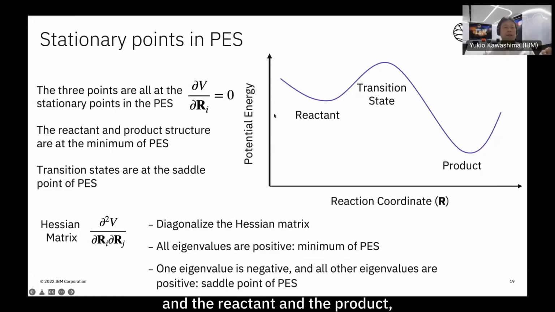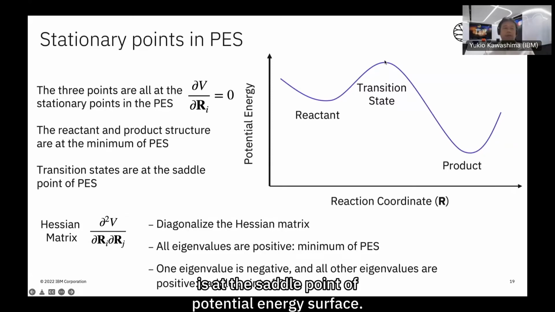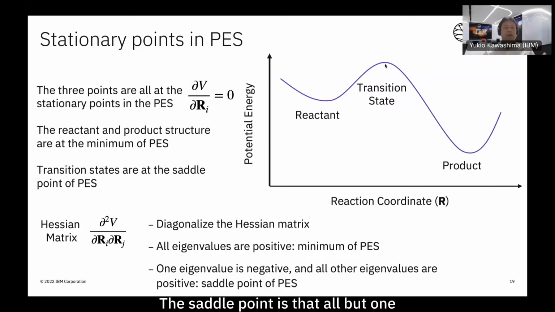And the reactant and the product, you can see that they're at the minimum of the potential energy surface, while the transition state is at the saddle point of the potential energy surface. The saddle point is that for all degrees of freedom except one, it'll be at the minimum, while at one degree of freedom, like this, it'll be the maximum. This is the saddle point.